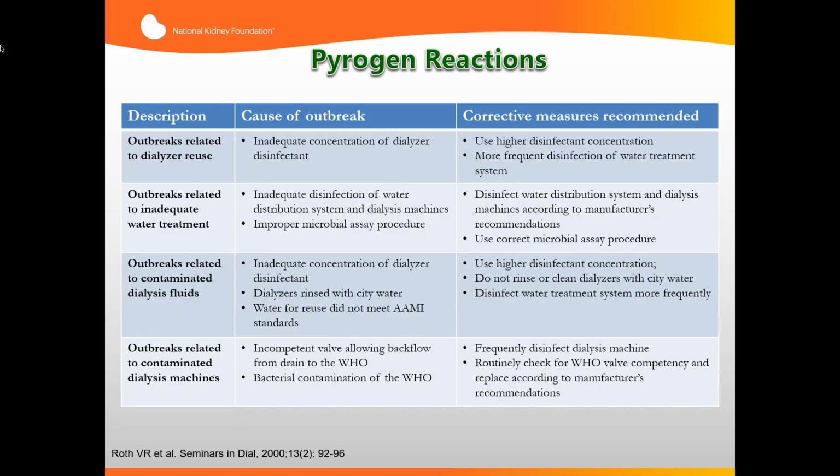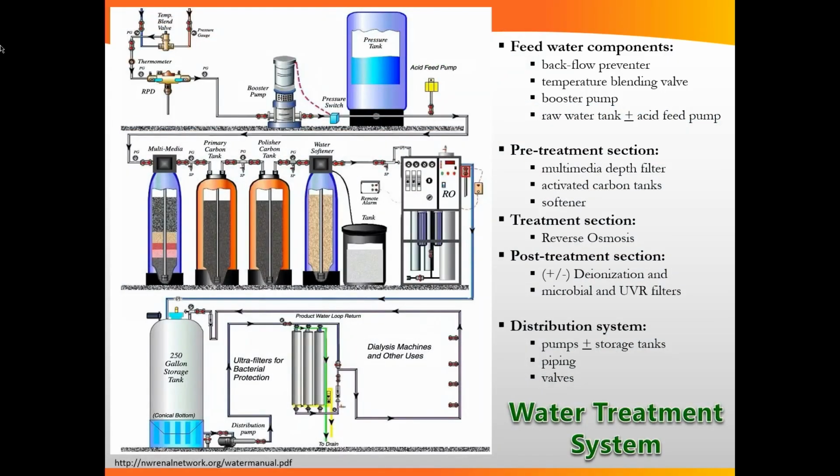And then lastly, there's something called the waste handling option on your machine that gets rid of the prime that you prime your dialyzer with. That can cause backflow and bacterial contamination of your dialysis machine. So these are just some of the ways that you could get a pyrogen reaction. If you haven't already, I would highly encourage all of you to visit the water treatment system in your dialysis unit. Just to show you, there are basically 4-5 components.